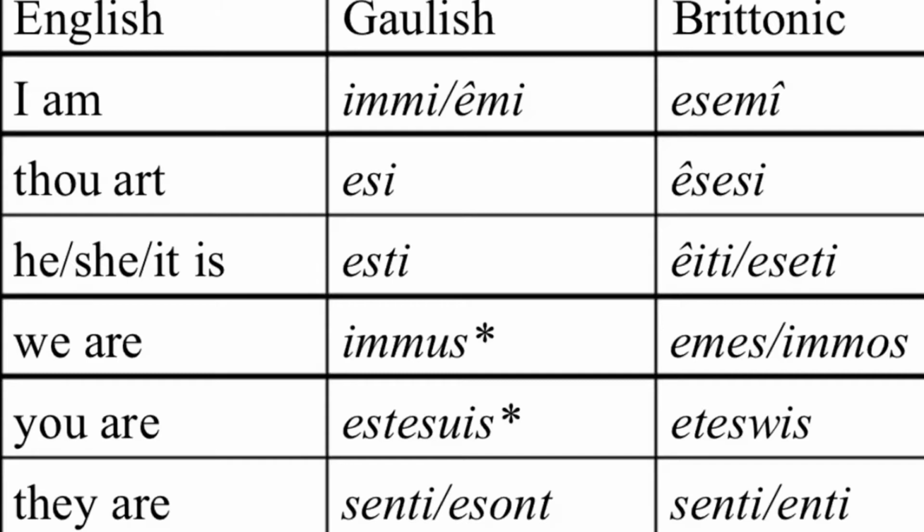Now, as you can see, Brythonic is very similar. I am is sme. Thou art is asesi. He, she, or it is aeti or eseti. We are is ms or imos. You are is etesuis. And they are is senti or enti.